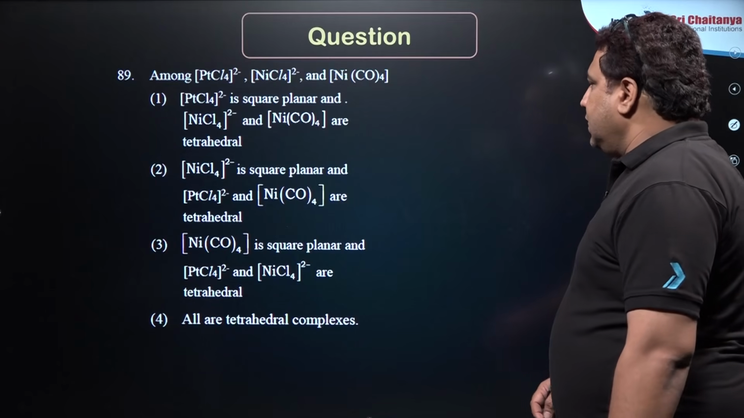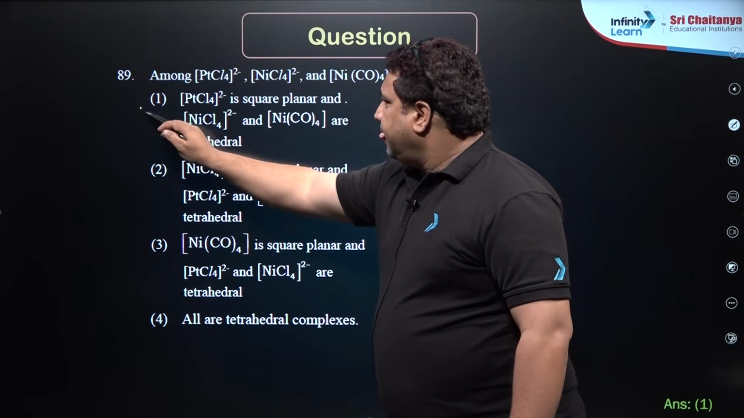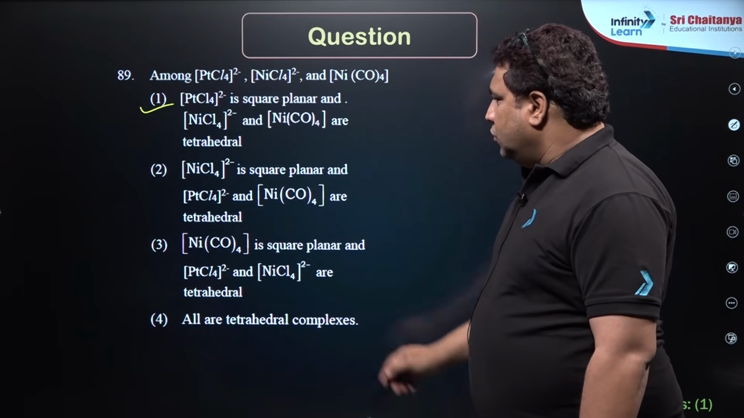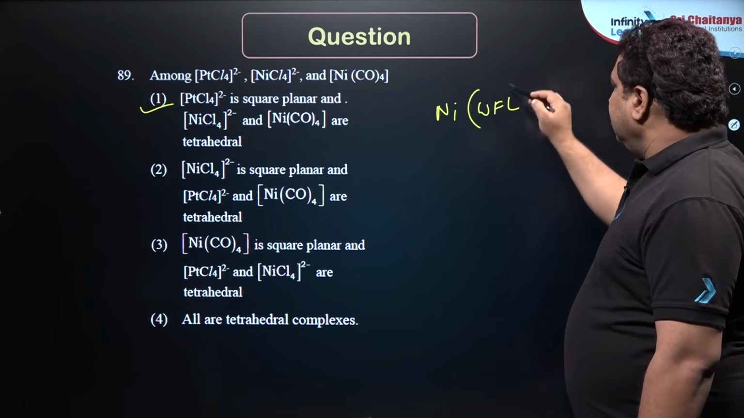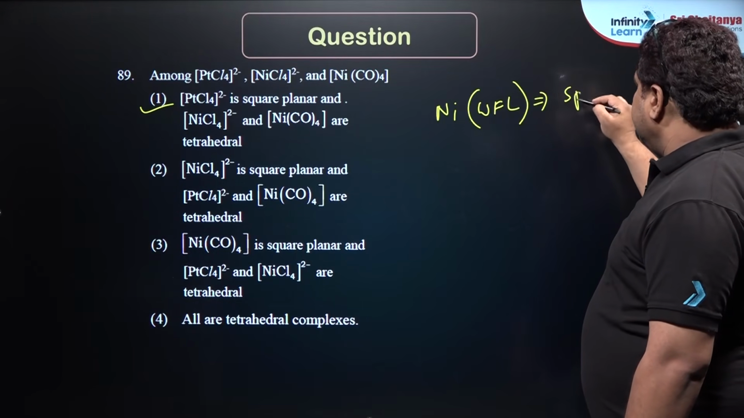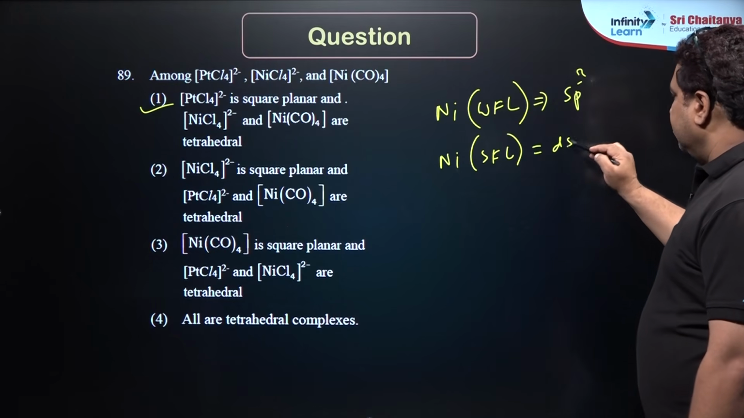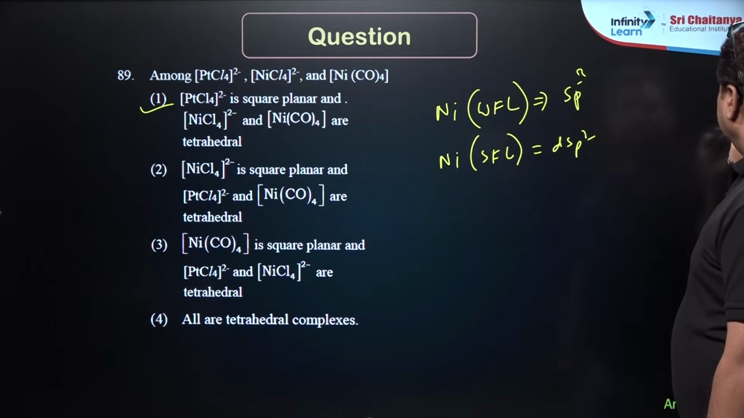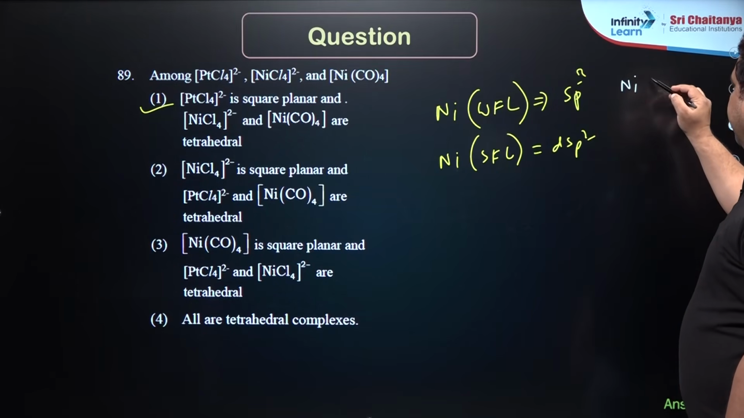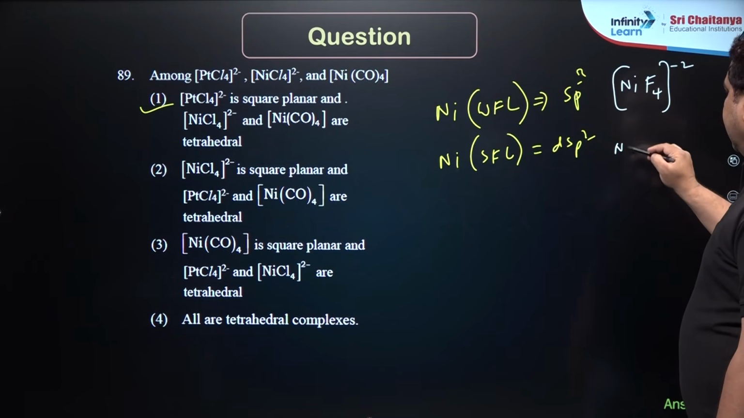Among these, platinum 2+ is square planar and these are tetrahedral. Yeah, this statement is correct. Nickel is square planar, no. See, nickel with weak field ligand is generally sp3. Nickel 2+ with strong field ligand is generally dsp2. Okay, for example here NiF4 2-, here Ni(CN)4 2-.